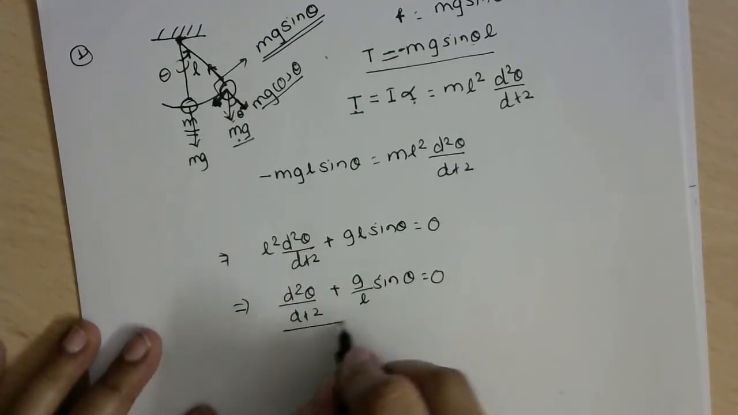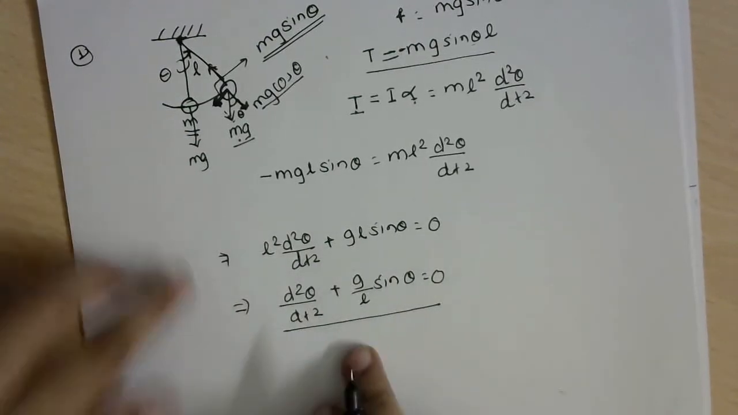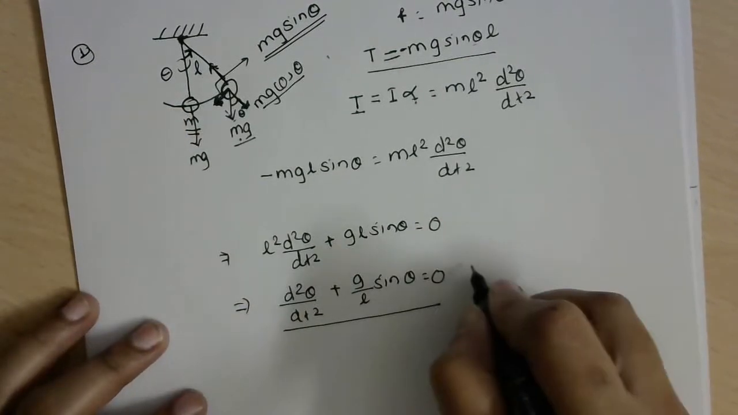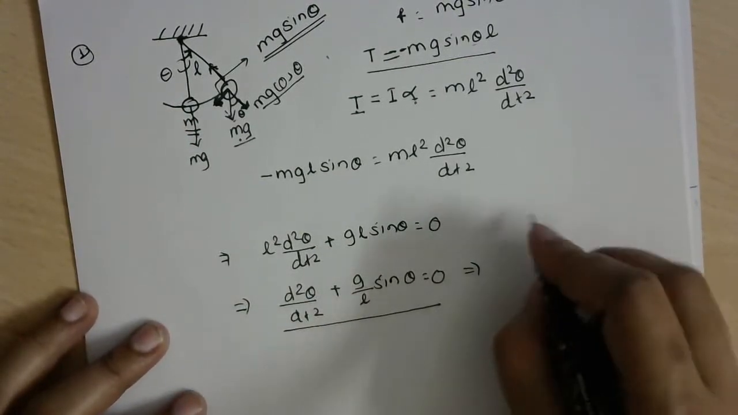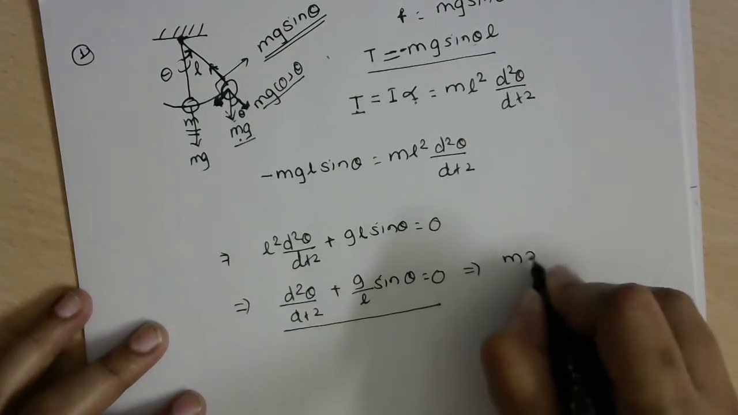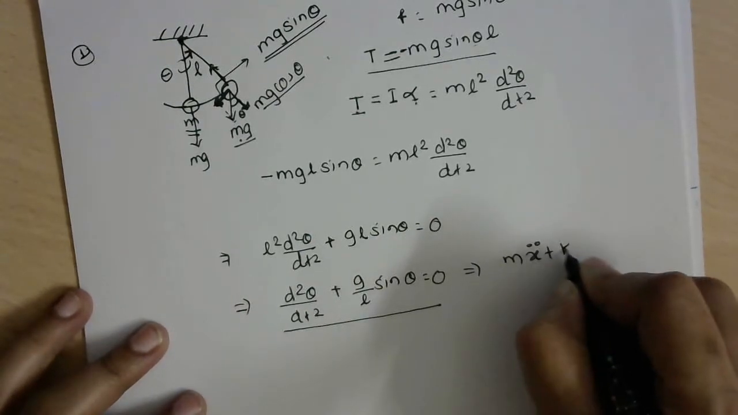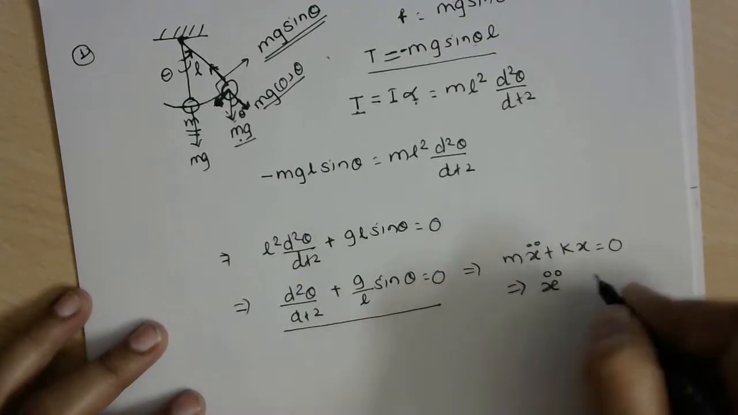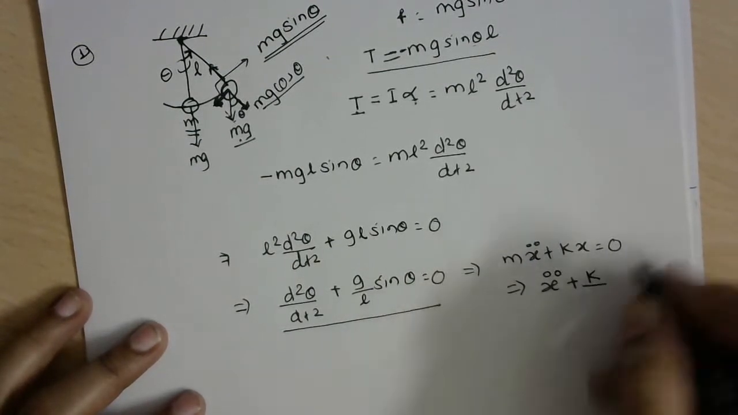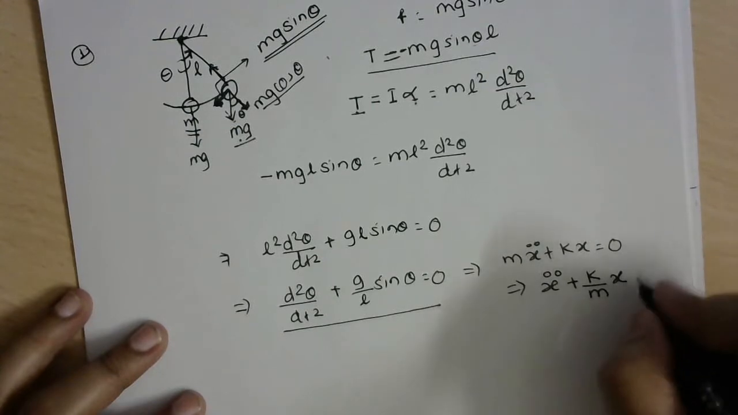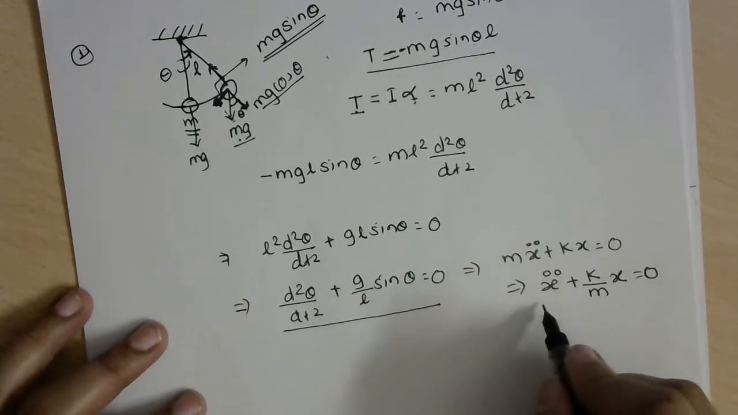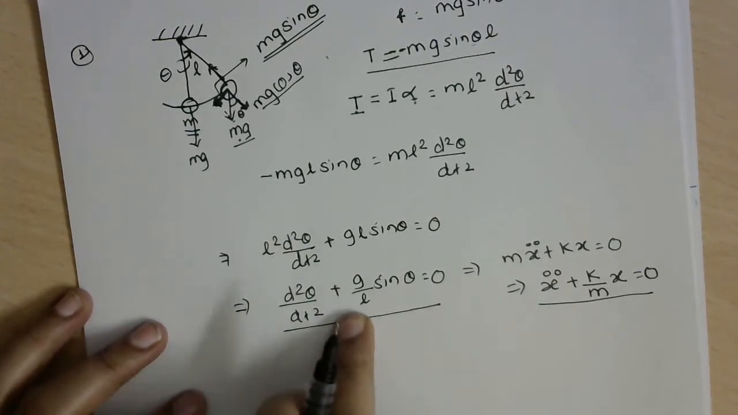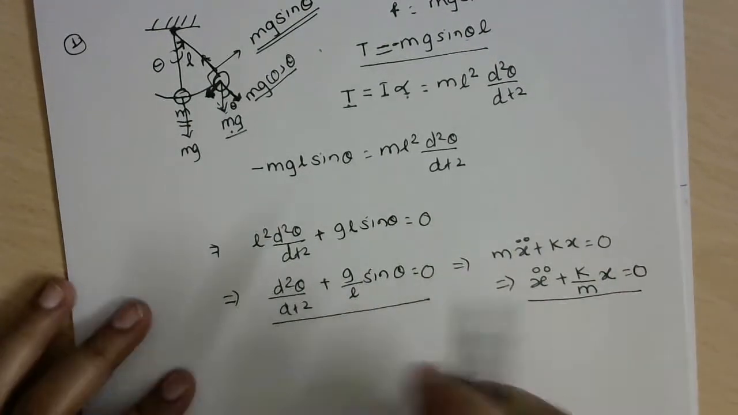This is the differential equation which is governing the motion of this mass block. Now what differential equation have we seen in the case of the spring mass system? It was mx double dot plus kx equal to 0, which we can write in terms of acceleration as x double dot plus k by m times x is equal to 0. So is there any relationship between this and this? Is there any similarity? Kind of, but not that much.